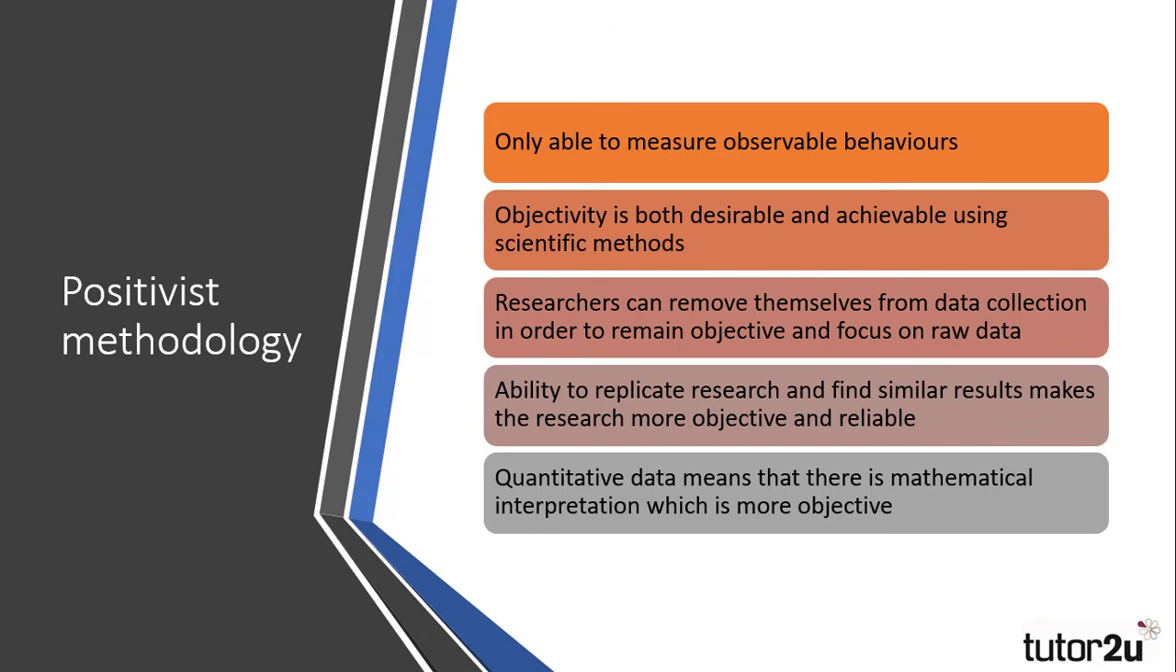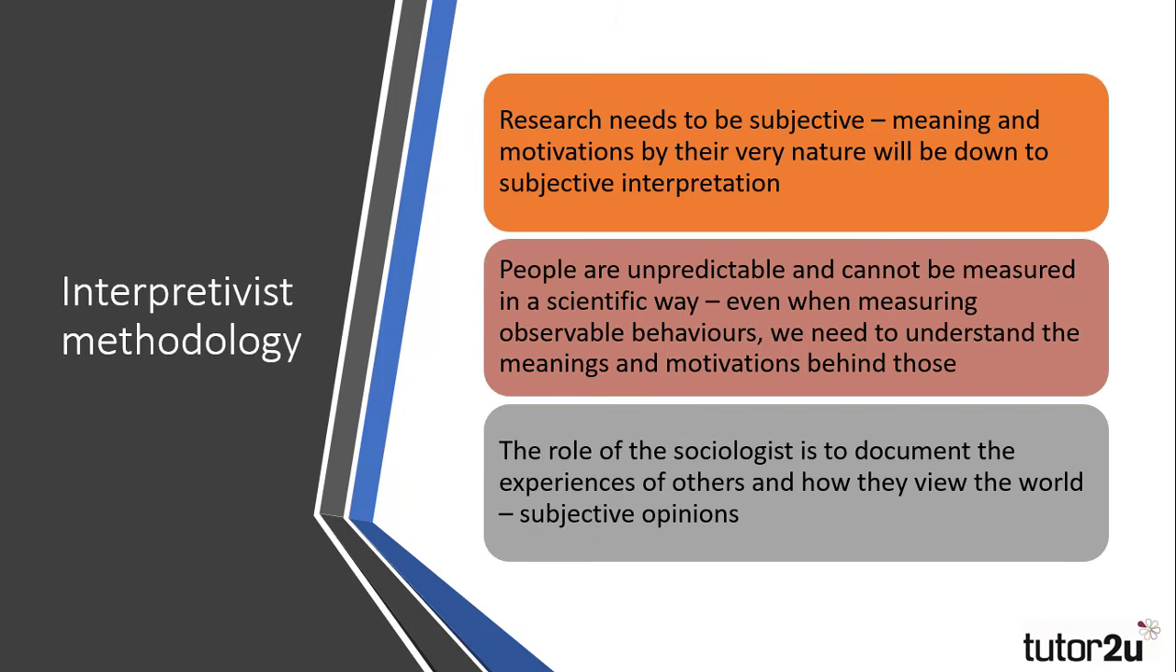However, as we've already seen, quantitative data is often based upon subjective interpretations, which challenges the assumption that quantitative data is objective. Interpretivists would disagree with positivists on both objectivity being desirable or achievable. They suggest that the nature of research needs to be subjective, as the purpose of sociology is to understand the meanings and motivations that people assign to acts.